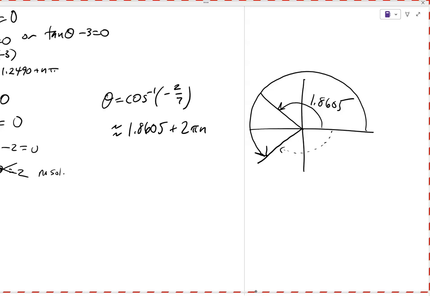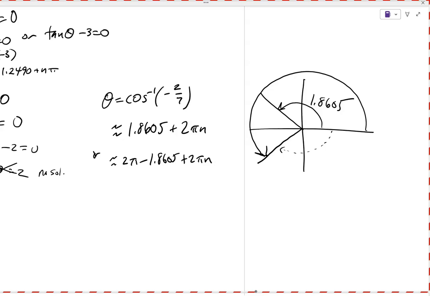You do 2 pi minus that? Yeah. So the other one will be 2 pi minus the 1.8605. I could have also just used negative 1.8605. That would also give me all of them because they're coterminal with each other, right? If you put 1 in for n here, it comes up. I get that solution. So either one works.